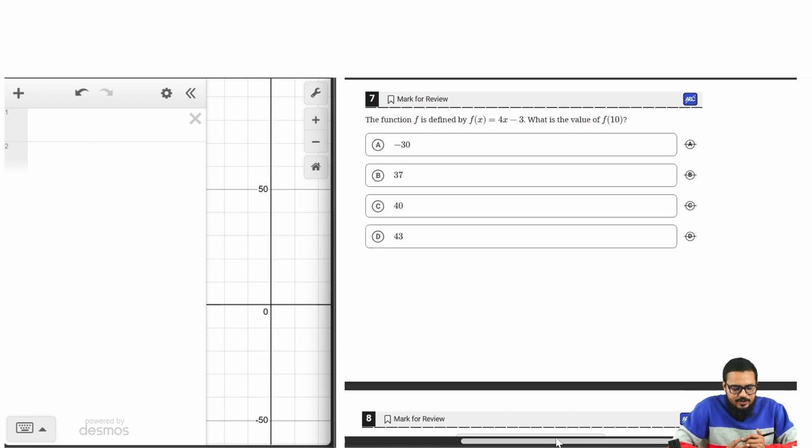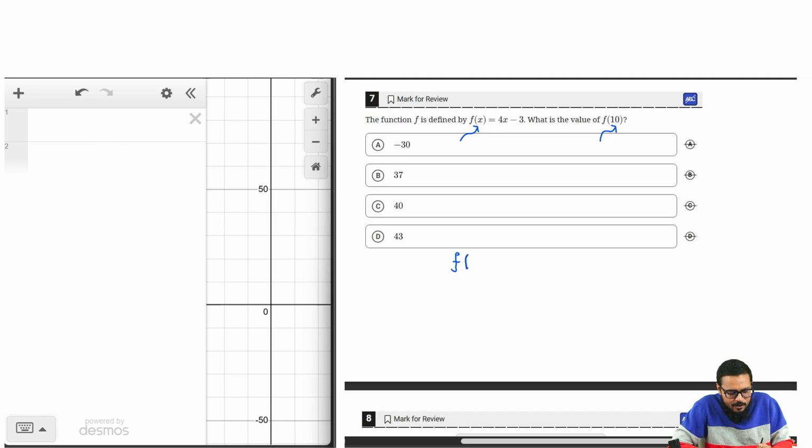The function f is defined by f of x. So what's inside the parenthesis? That's x. And what's inside the parenthesis? That's 10. So the examiner is trying to communicate to you that you have to substitute x as 10. So how am I going to find out the value of f of 10?